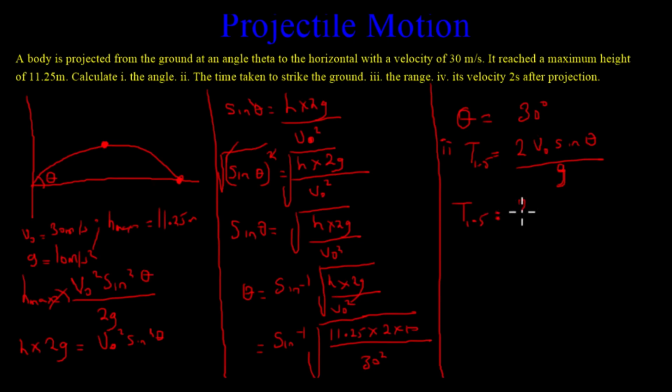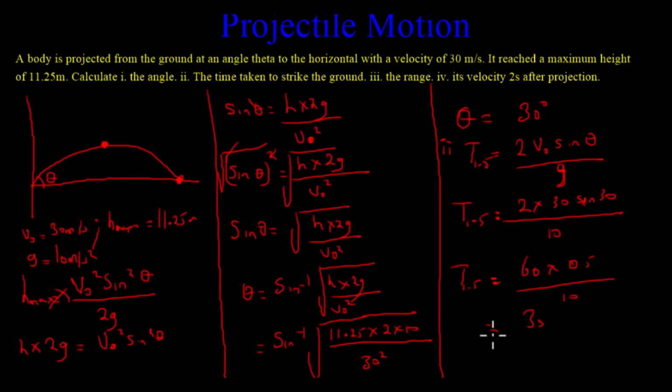So t1 to 5 will simply be equal to 2 times 30 sine 30 all over 10. Okay, so 2 times 30 will simply give us 60 times sine 30, which should be 0.5, everything divided by 10. So our final answer will be equal to 3 seconds. We'll press this in our calculator.